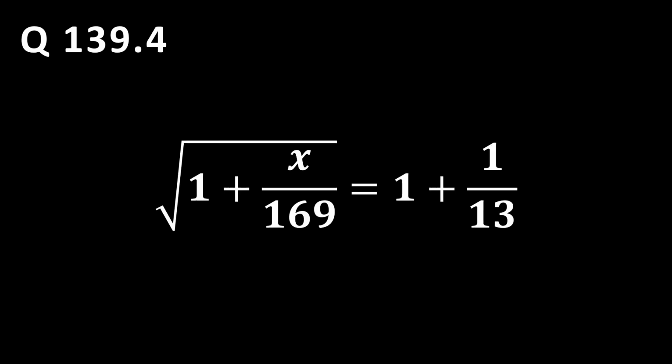This is question number 139.4. Here is an equation in x. Left side is under radical sign. Under square root, we have 1 plus x by 169. Right side is 1 plus 1 by 13. Note that 169 is the square of 13. You can easily solve for x.